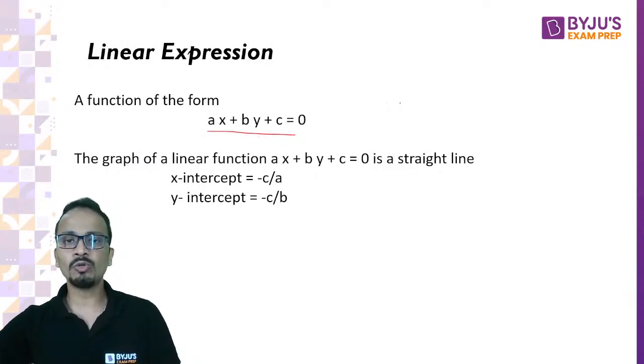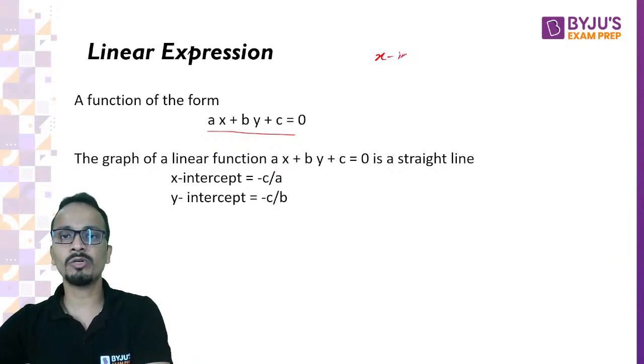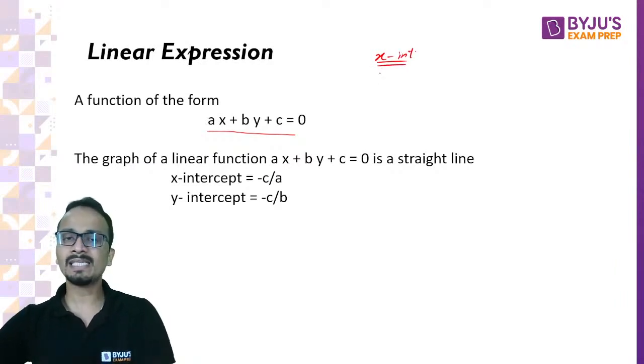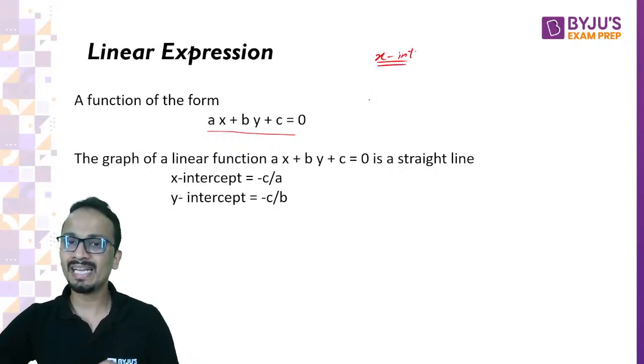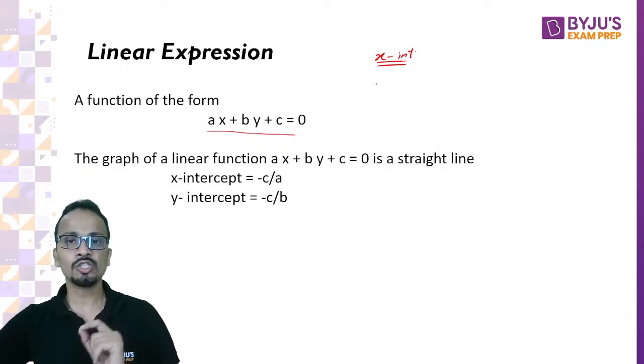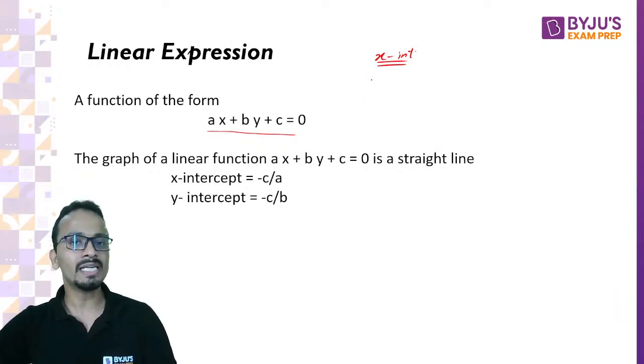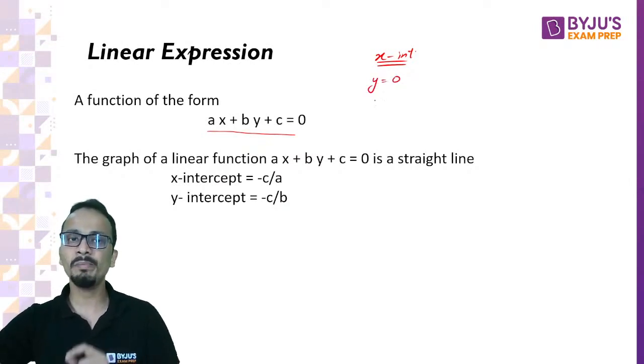Now if I'm talking about the x-intercept, then the x-intercept is the point at which the line will intersect the x-axis. So at the point at which the line will intersect the x-axis, the value of y will be equal to 0.